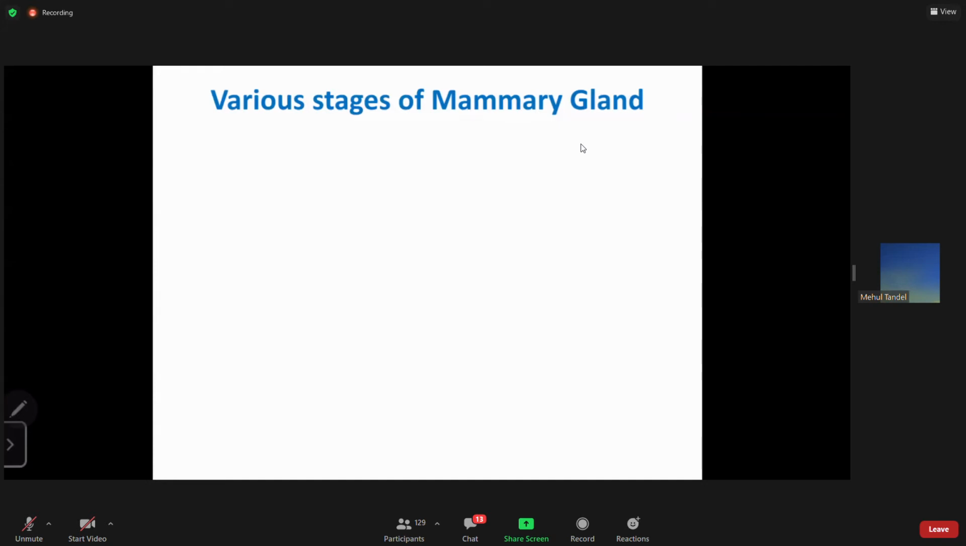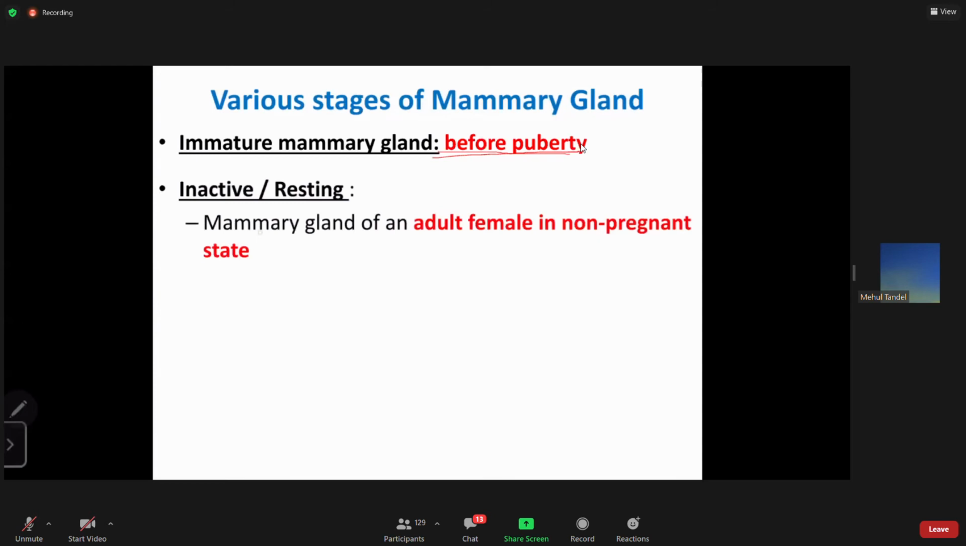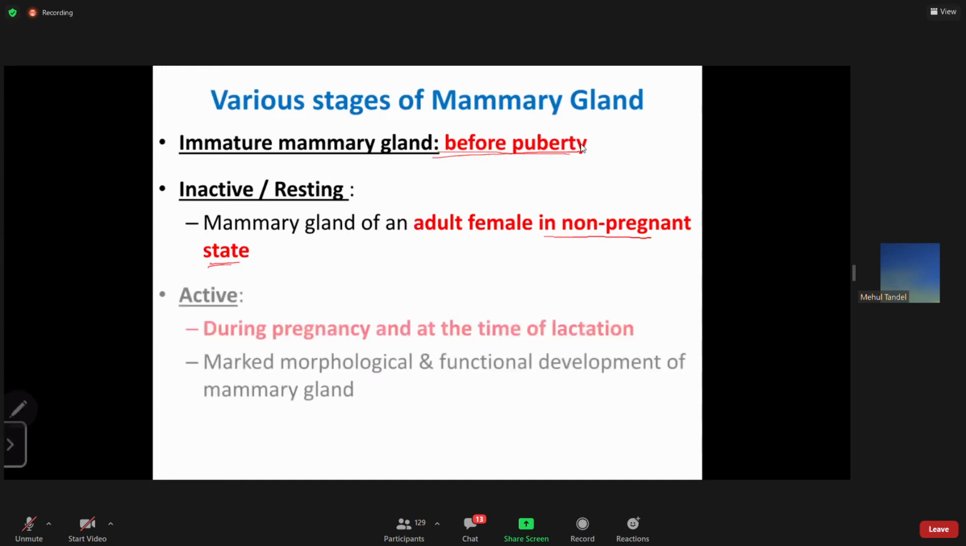Now what you have to remember is how it looks in which stage. So what are the differences in the various stages of the mammary gland? The first stage is the immature mammary gland, that is before puberty. Then the inactive or resting mammary gland of an adult female in the non-pregnant state, from puberty to the onset of pregnancy. Then the active gland during pregnancy and at the time of lactation, where there is marked morphological and functional development of the mammary gland.